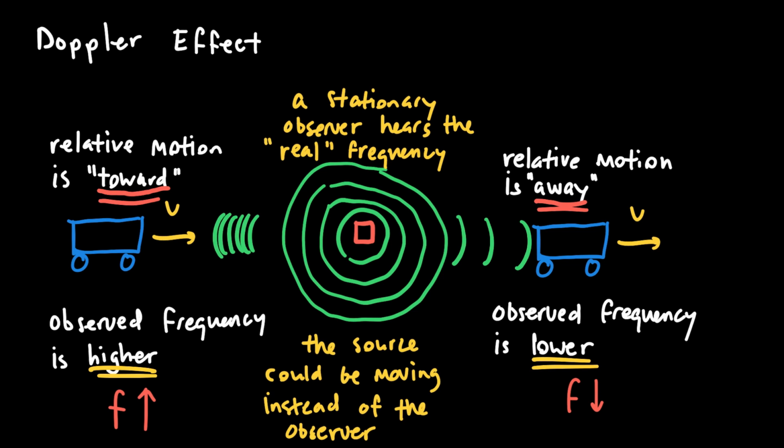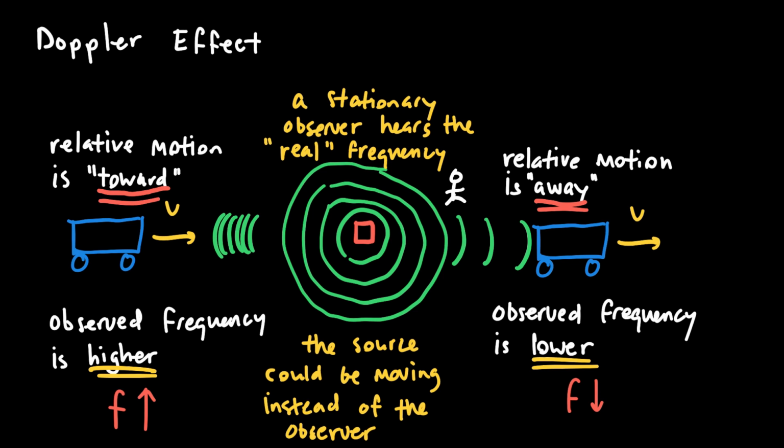Now, a couple of final points about the Doppler effect. First, this top point, which is written in yellow: somebody who's a stationary observer just standing there would observe the real frequency, or the true frequency, or the frequency that the speaker is actually emitting. There's no motion relative to the speaker, and so they just observe the actual frequency.